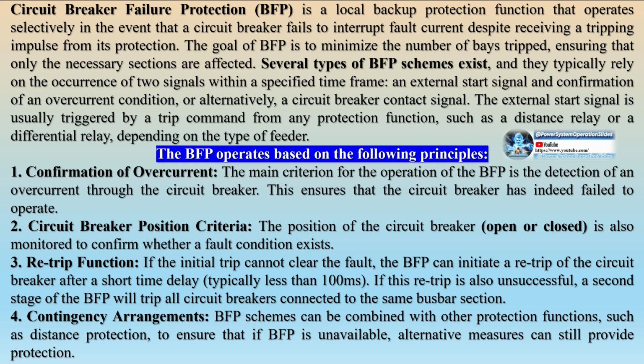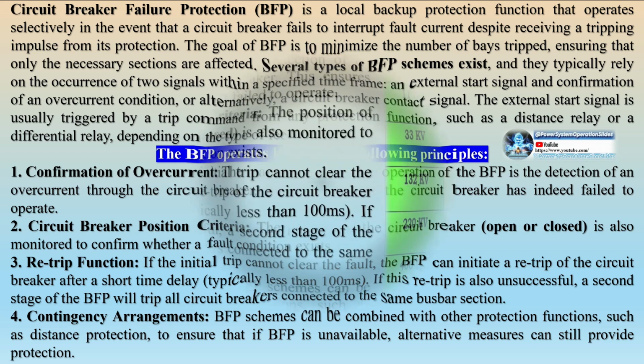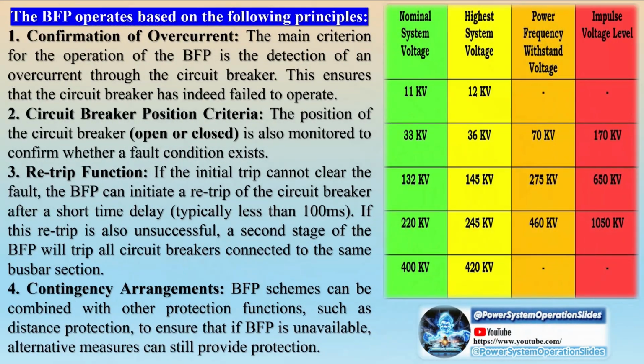Circuit breaker failure protection operating principles. The circuit breaker failure protection (CBF) function acts as a local backup protection, operating selectively when a circuit breaker fails to interrupt fault current in one or more bays despite receiving a tripping impulse from its protection system.